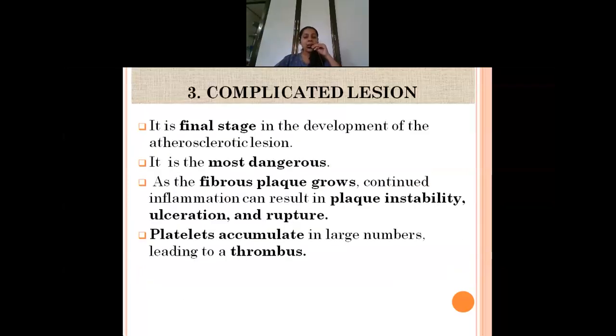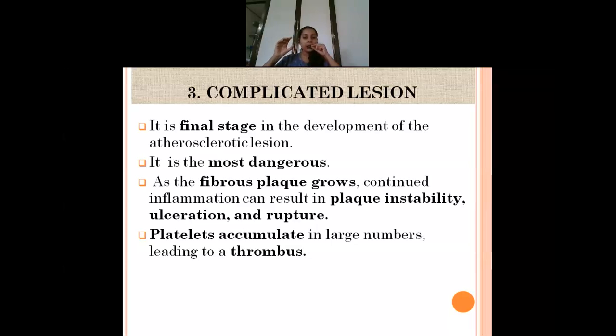The last stage is the complicated lesion. That is the final stage of atherosclerotic lesion or atheroma formation. It is very dangerous. Why is it dangerous? Sometimes it can be stable, sometimes it can be unstable. I'll tell what that is.